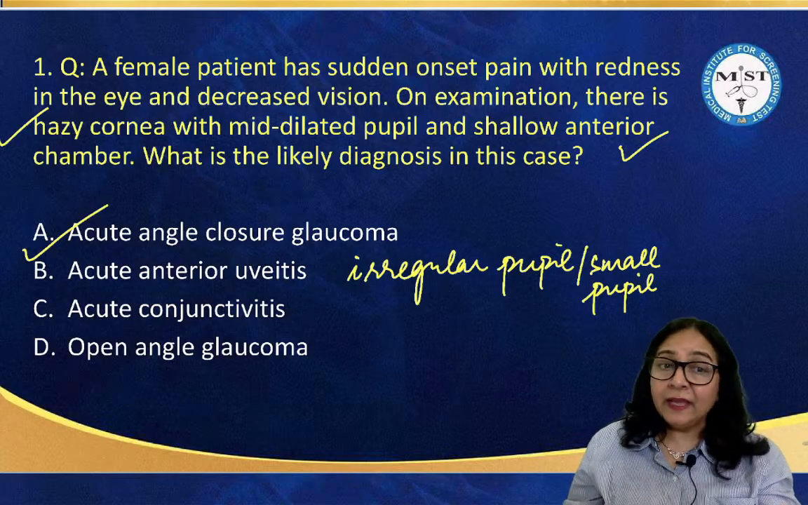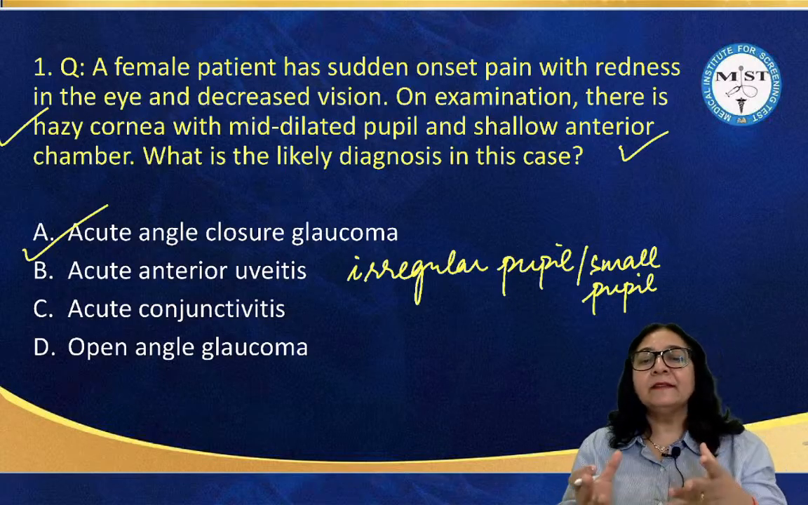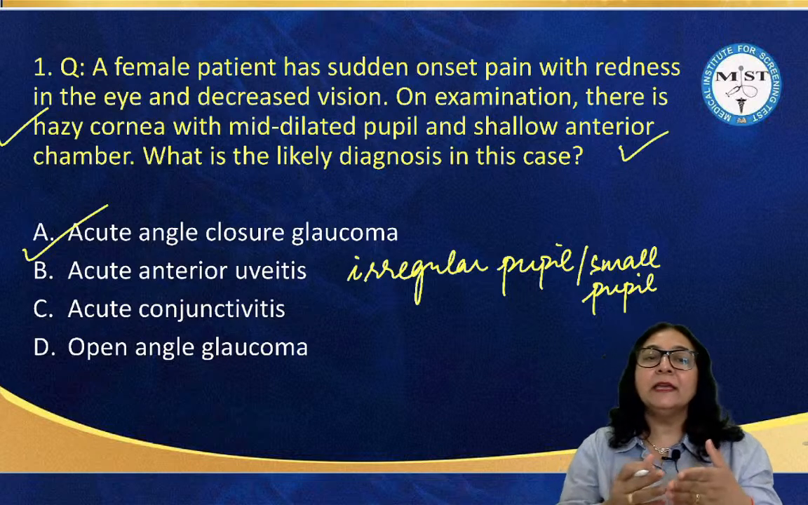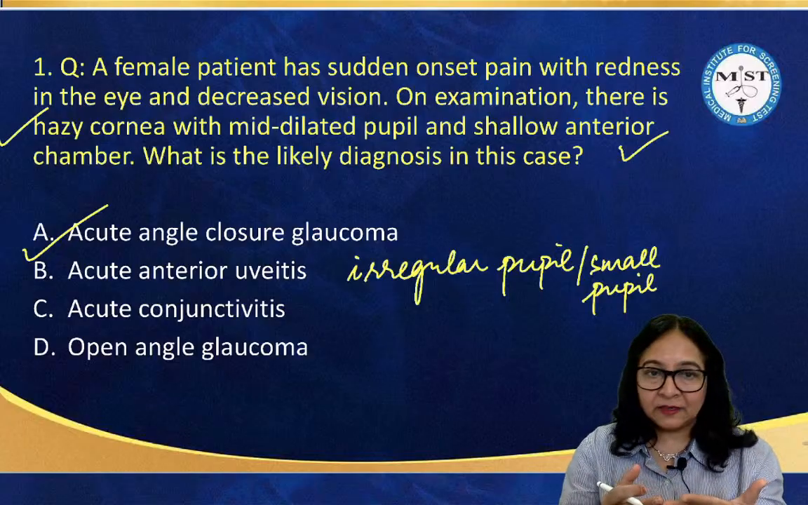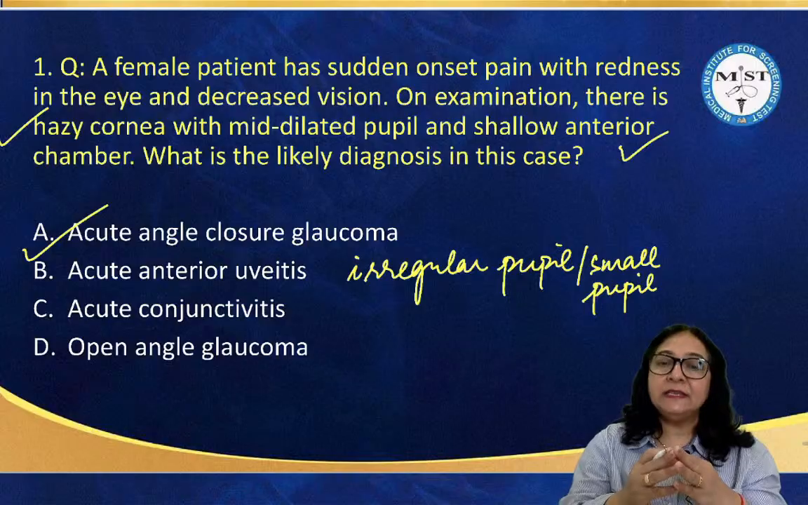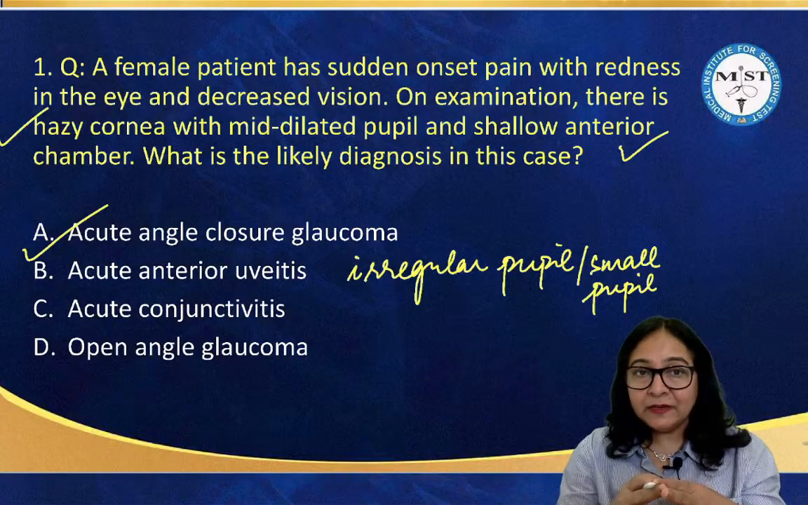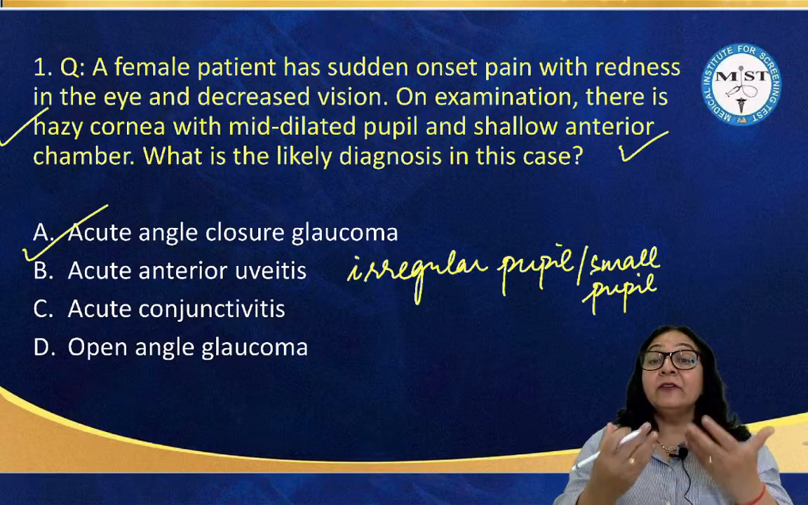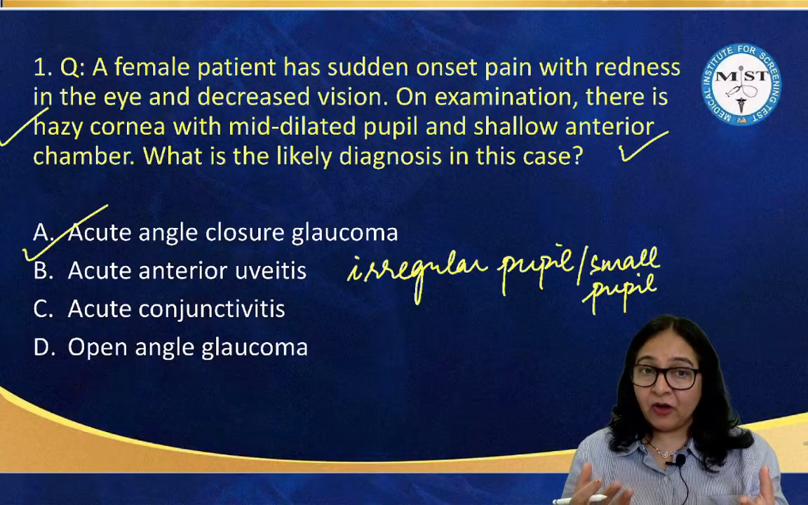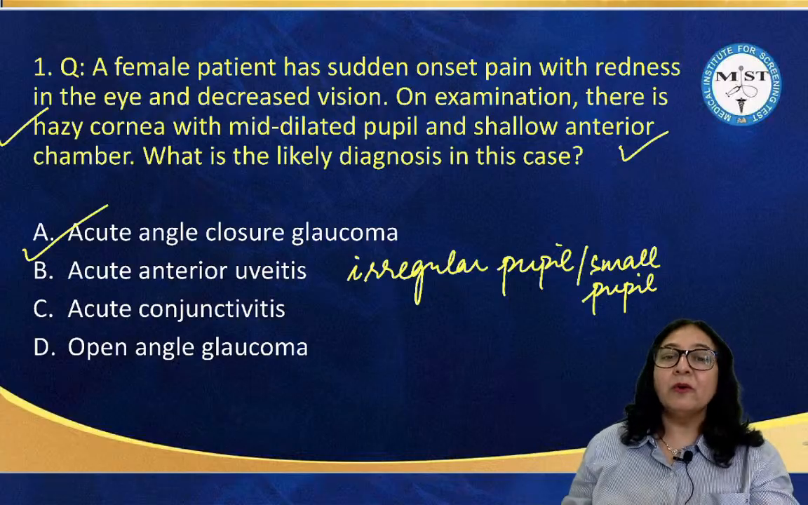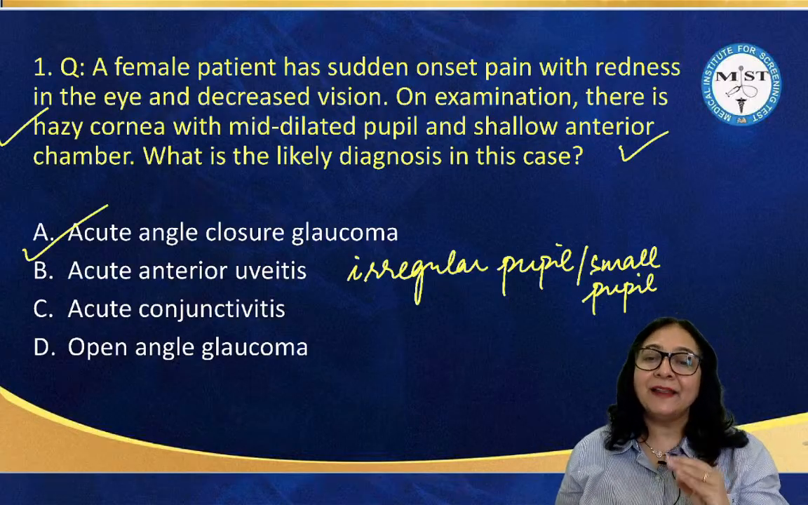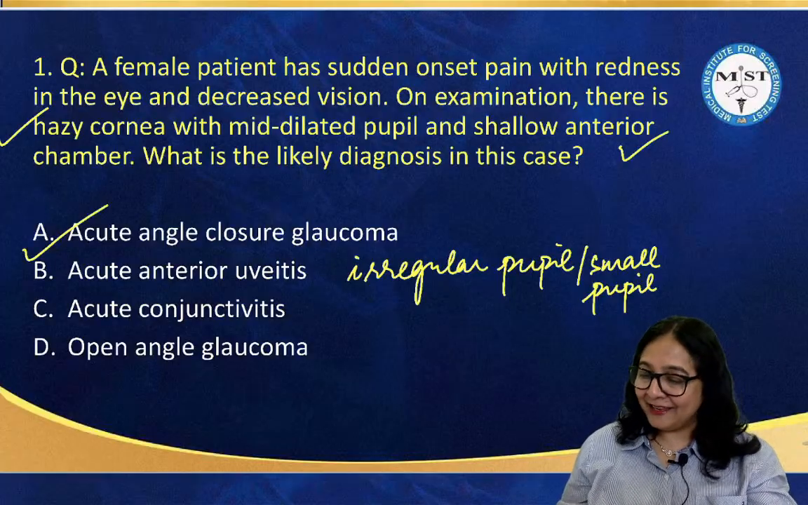Okay. Then acute conjunctivitis, if that is an option, you can rule it out, because there will not be decreased vision. Again, no hazy cornea, no mid-dilated pupil. Open angle glaucoma will not have a shallow anterior chamber. It will have a deep anterior chamber, and it rarely presents as an acute attack of very high intraocular pressure. Okay, so this clinical case scenario was a typical, very bookmark clinical scenario for acute angle closure glaucoma.